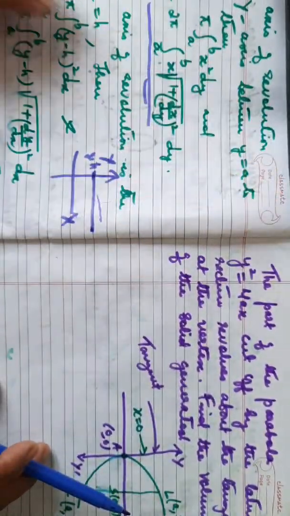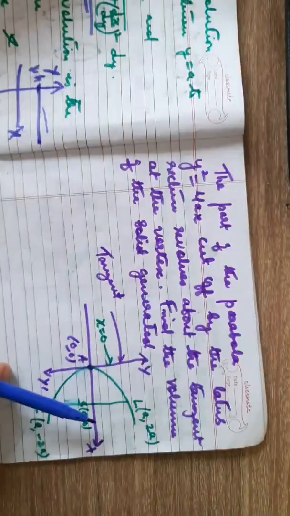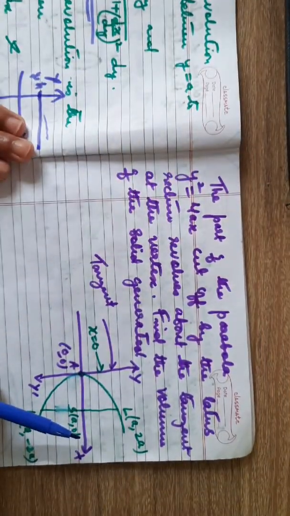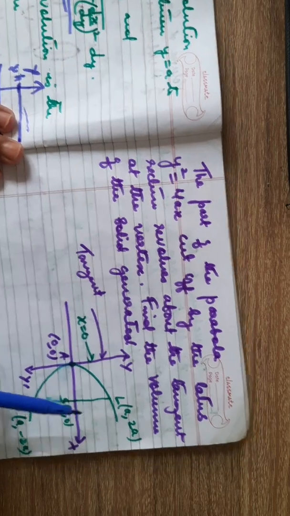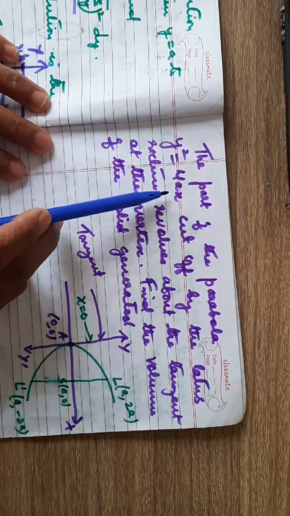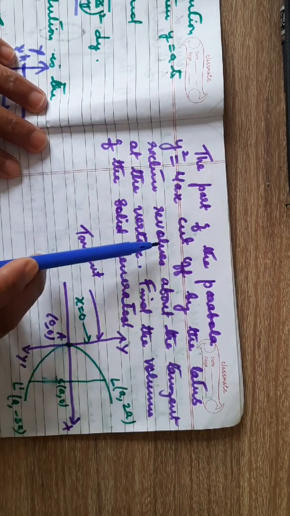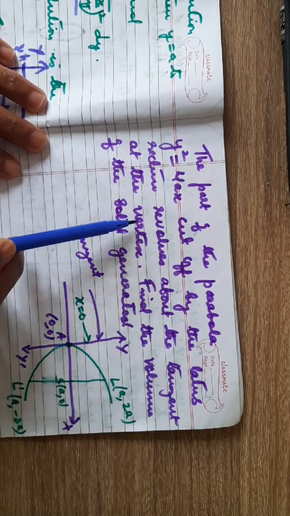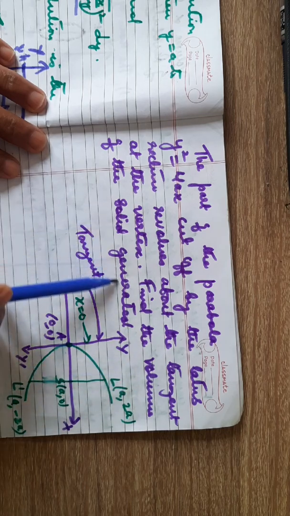So we'll apply these 4 formulas in solving the problems, depending on which axis is the axis of revolution. So let us come to this first problem. The part of the parabola y square is equal to 4ax cut off by the latus rectum revolves about the tangent at the vertex. Find the volume of the solid generated.